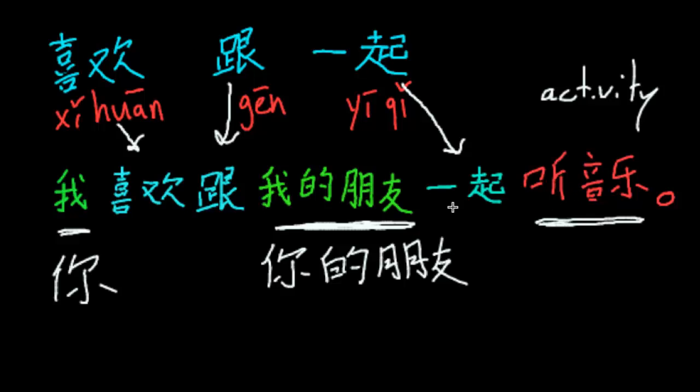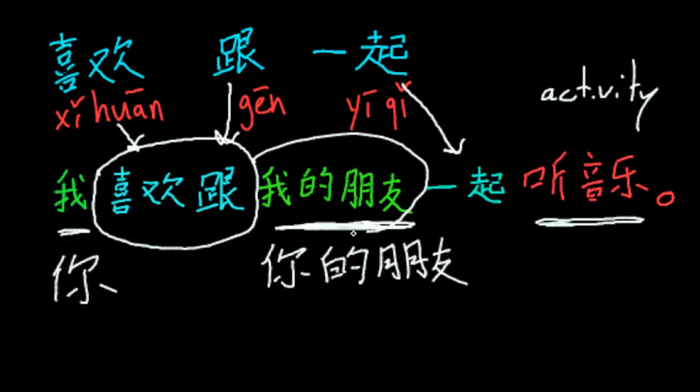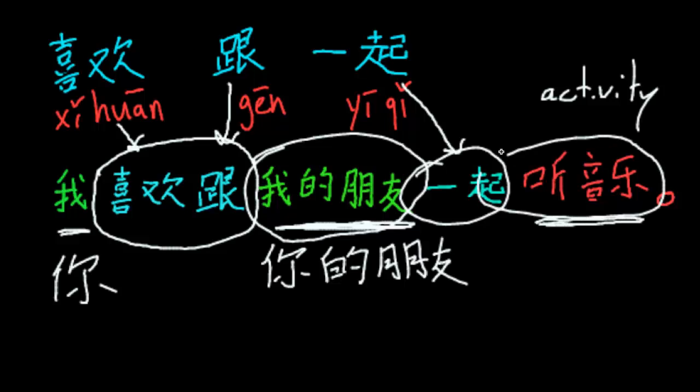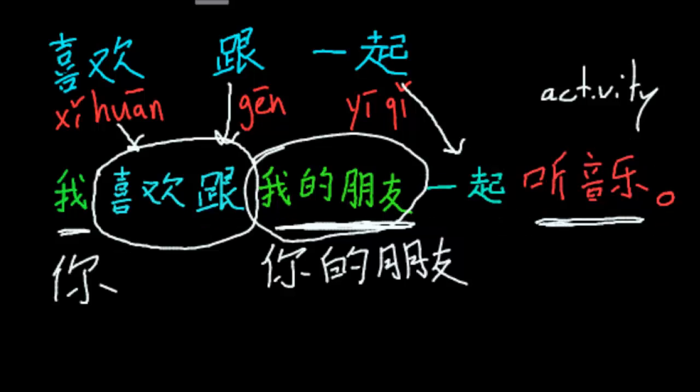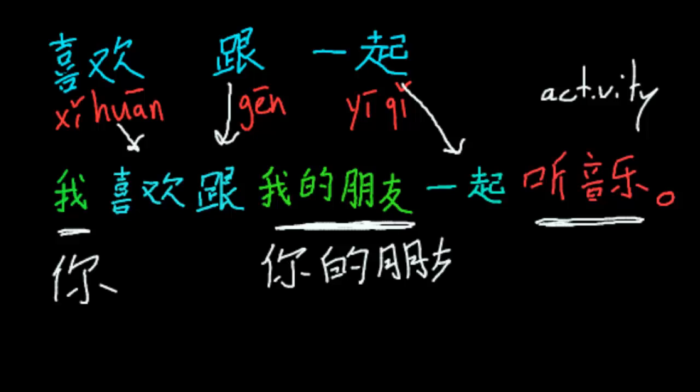You could put any of those activities here, but this is the structure that you need to know, and you have to know some of these characters. You got to know how to write 喜欢. You got to know how to write 跟. All this actually, 我的朋友, you got to be able to write that. 一起. Actually, 听音乐 you need to know too. So if you use this sentence here in your test, you have to be able to write all of these things. But something like 打棒球, play baseball, I don't expect you to know how to write 棒球 because that's not one of the essential characters that you need to know for class.